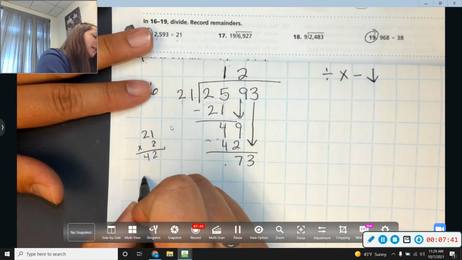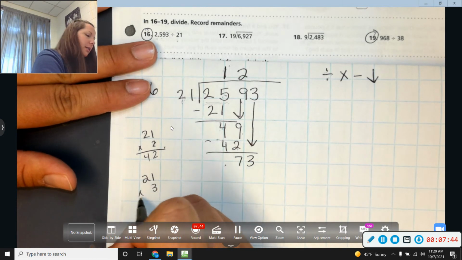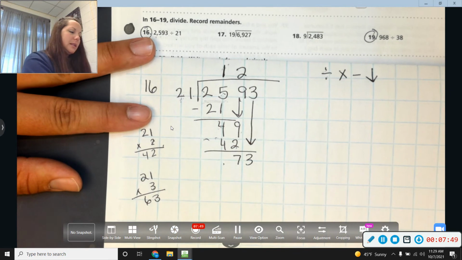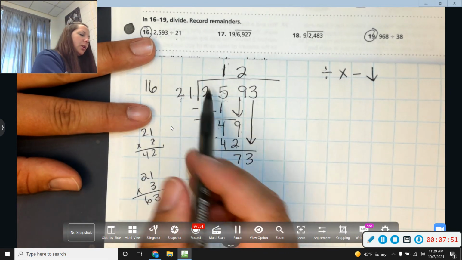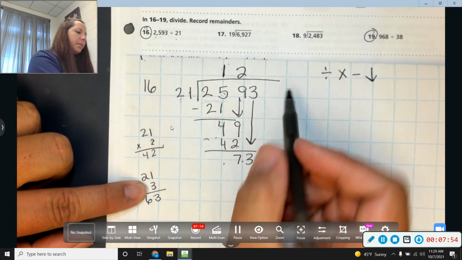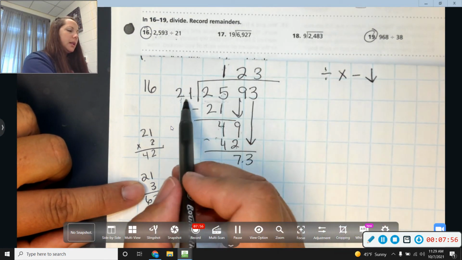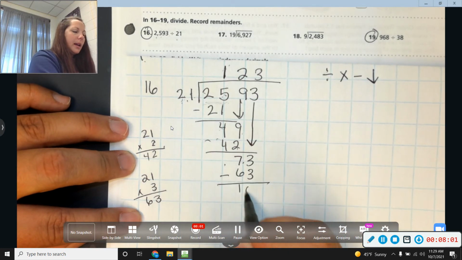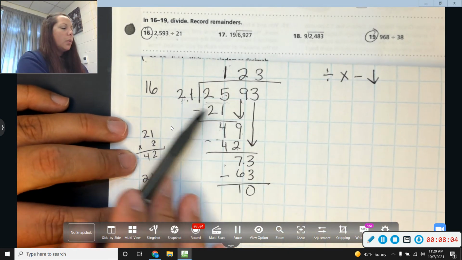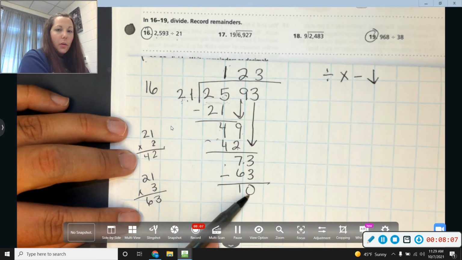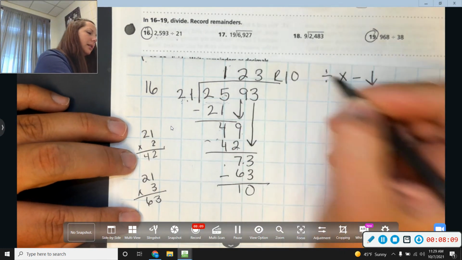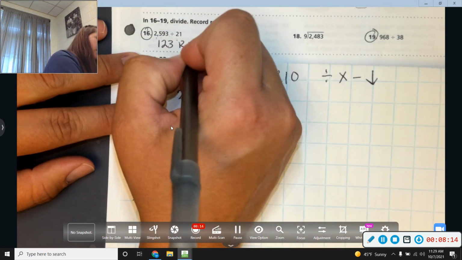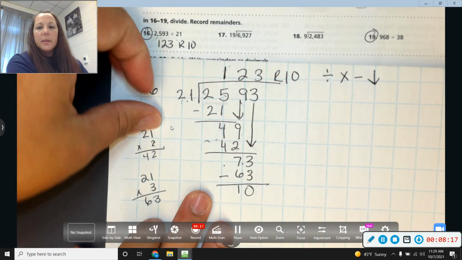So let's see what 21 times 3 is. 3 times 1 is 3. 3 times 2 is 6. Okay? So 21 goes into 73 3 times. 3 times 21 is 63. I subtract, and I get 10. 21 cannot go into 10, so I know my remainder is 10. Okay? So I have 123, remainder 10.